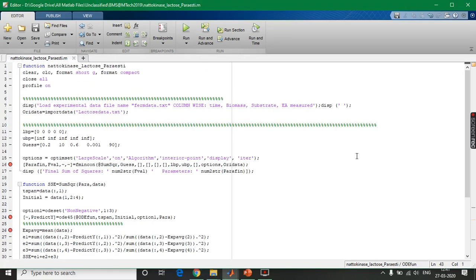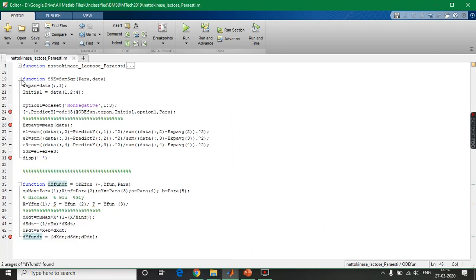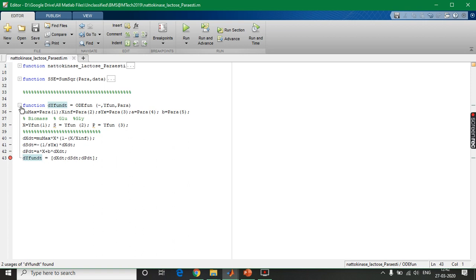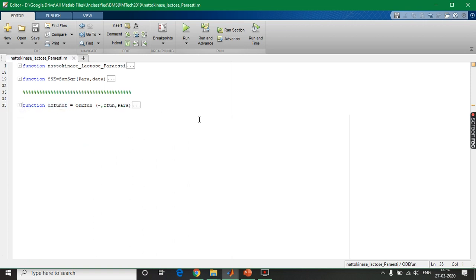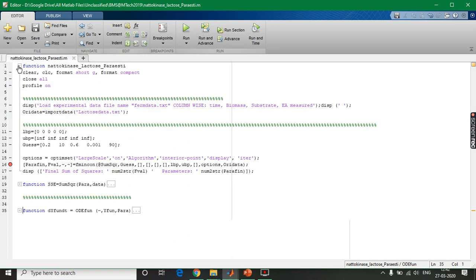This class is related to giving one example for parameter estimation where lactose is being utilized for biomass growth and some enzyme production. Basically, I'll show you the initial structure, what is the main function, what you should have. This is the main function, which will start with the function name. Those all syntax you already know, clear, clc, format, all those things is not required.